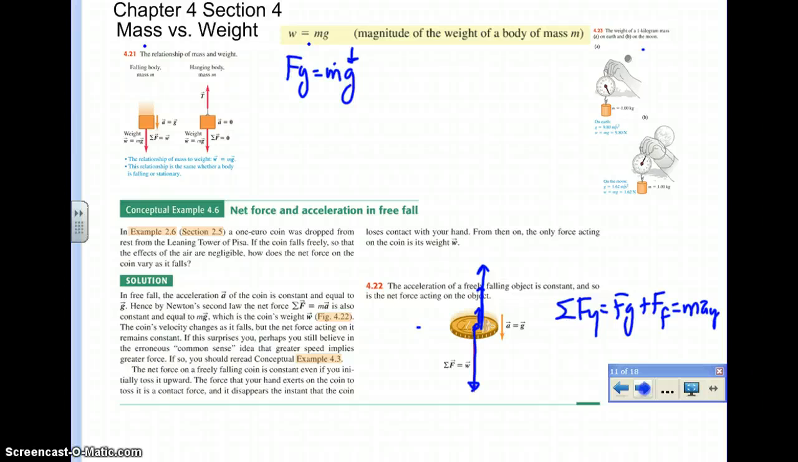When you hit terminal velocity, your force up and your force down will be the same. This will be 0, which means this whole thing will be 0, which means the force of gravity will be equal and opposite to the force of friction at that moment. But until that happens, there will be a net force, and you have to solve for the acceleration.